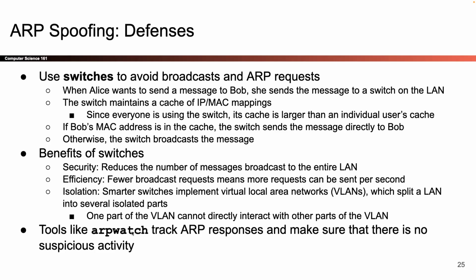Finally, there are also some tools out there. This is a software level fix where maybe you can run some software on your computer and check if there's anything suspicious. For example, if you see 2 responses come back when you made a single request, that might make you think, oh, something is weird here. And so some tools like ARP Watch are designed to do just that.